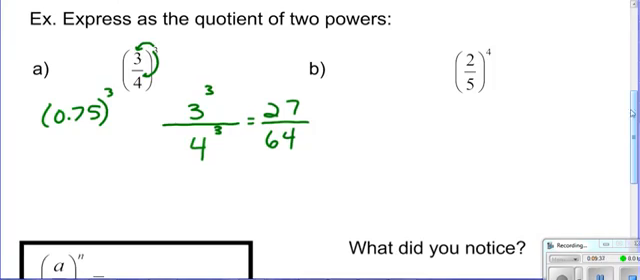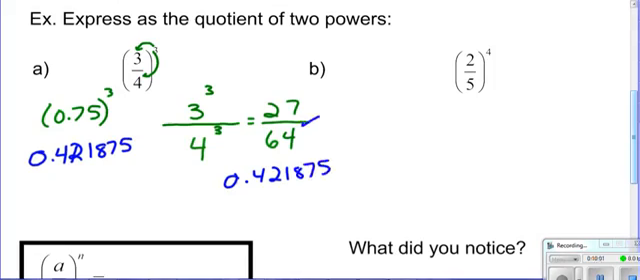And just for argument's sake, if we wanted to double check that these values were the same, if we go 0.75 to the power of 3, we get, as a decimal, 0.421875. And if I go 27 divided by 64, we get the same thing, 0.421875. So these values are the same. But this is how we would represent our power of a quotient.